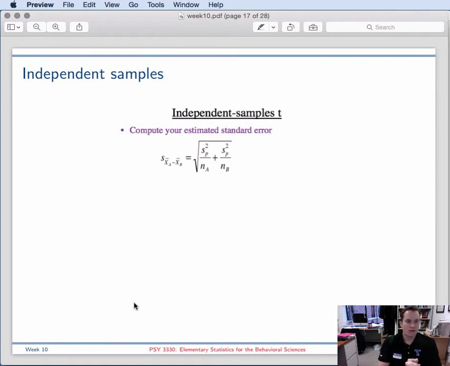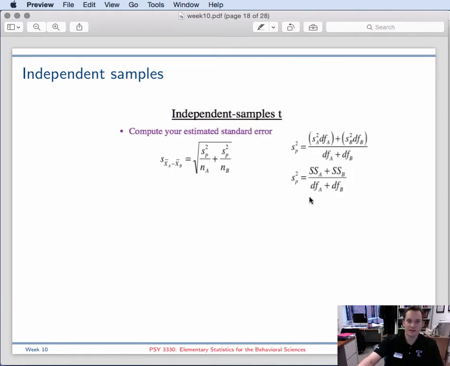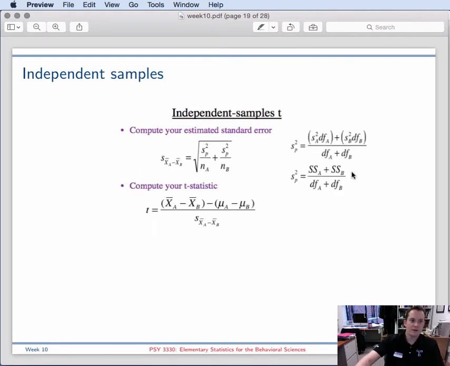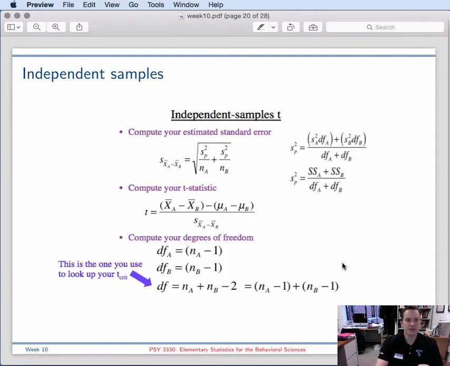Okay, so here's what we do. We compute our standard error this way. This is the square root of pooled variance over NA plus pooled variance over NB. What is the pooled variance? Pooled variance is this formula right here. T statistic, you just simply compute this. As long as you know your two sample means, this is going to be 0. You've just computed your standard error up here, then you got your T statistic.